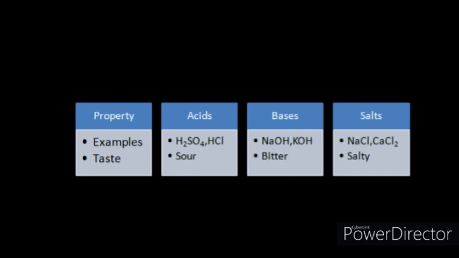So first we will see the different examples of acids, bases and salts. Under acids we have sulfuric acid and hydrochloric acid. Under base we have sodium hydroxide and potassium hydroxide. And under salts we have sodium chloride and calcium chloride. Now the next property is taste. All acids are sour in taste, bases are bitter in taste, and salts are salty in taste.